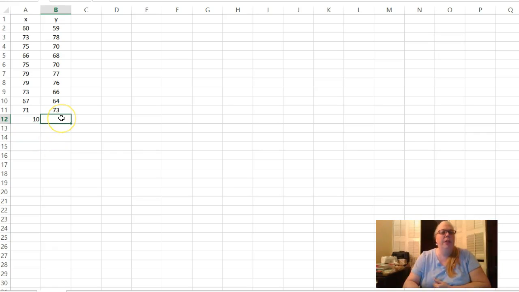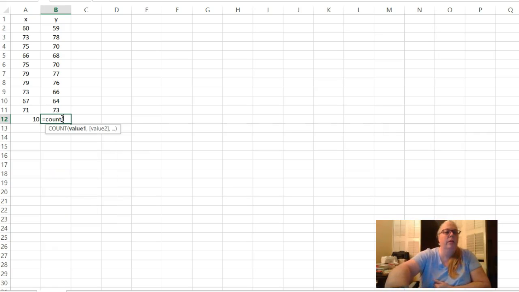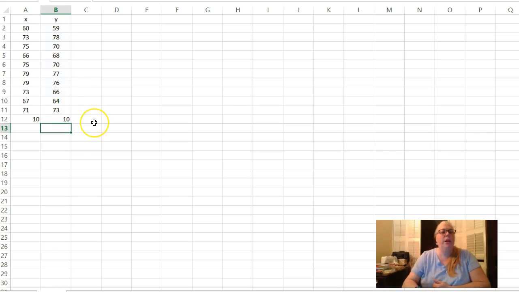And I'm going to do one over here as well. I'm going to put a count command in here, B2 to B11. All right, so we know that there are 10 items in each of my lists there, X and Y.